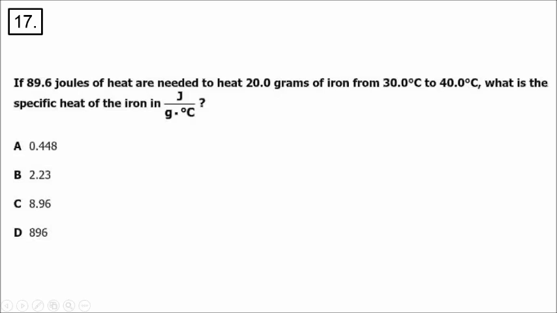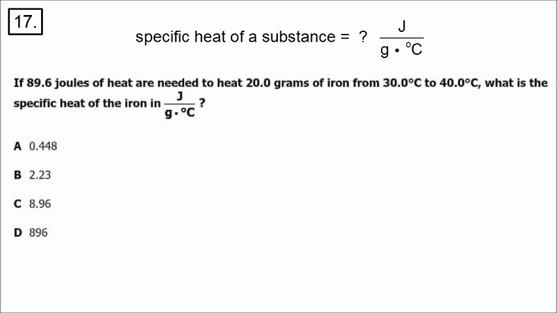Number 17, we are given 89.6 joules of heat. We are given 20.0 grams of iron. The iron's temperature is changing from 30 degrees to 40 degrees Celsius, and they want to know the specific heat of the iron. Now the units of specific heat are joules divided by grams and degrees Celsius multiplied together.